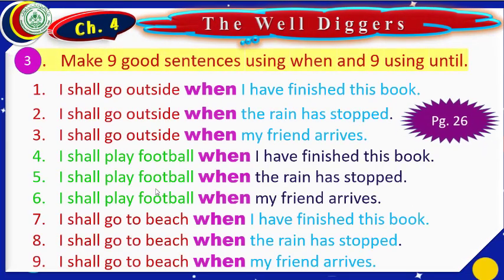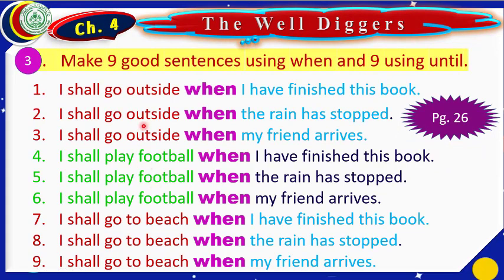When we have made 9 sentences by using when, they will look like this. You can see here when is used in all sentences. I shall is used in all sentences. In the first 3 we have used go outside. In the next 3 we have written play football. In the last 3 we have written go to the beach. Dear students, in this way we shall complete 9 sentences.